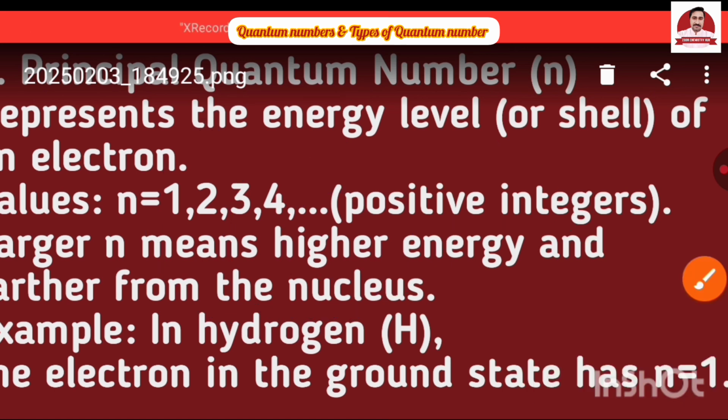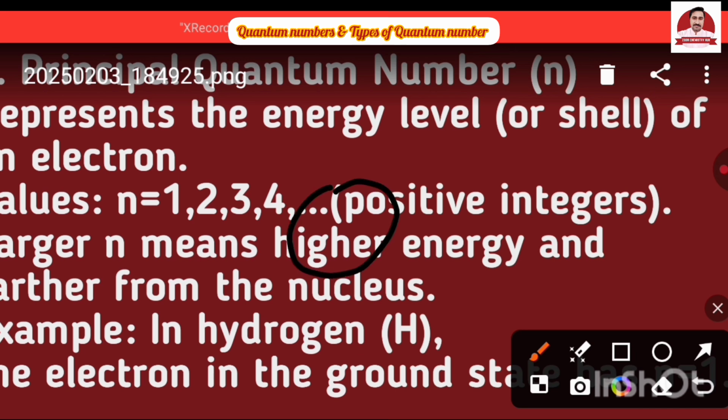That is the example of the hydrogen atom, which contains one electron in its outermost shell, or in the ground state. That is the nucleus of a hydrogen atom, and it has only one electron, so its electron is present in the first shell, which is also called the ground state.